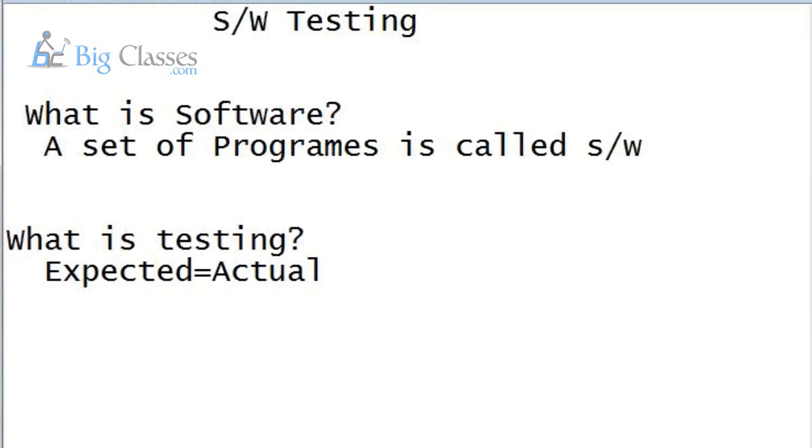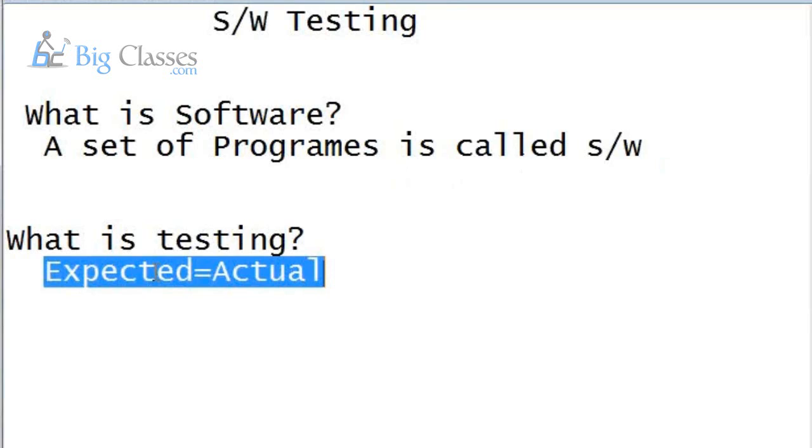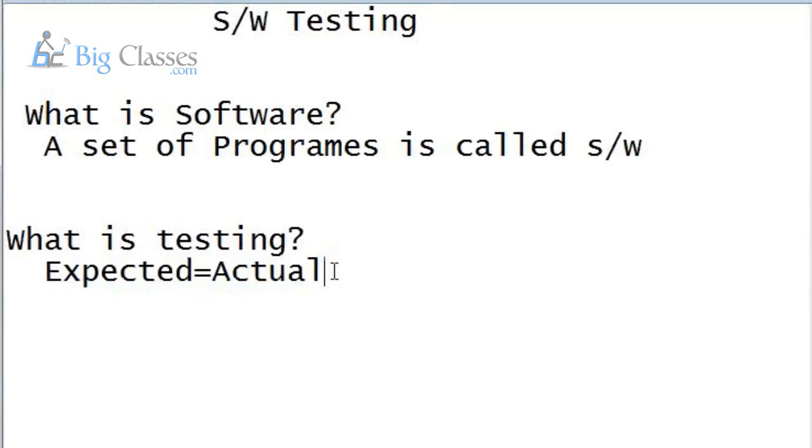Which one is expected, which one is actual? Whatever the customer expectation, whatever the customer requirement, everything comes into expected value. Based on the requirement, the final output is called actual value. Customer requirement is called expected value. I hope you understood what is expected and what is actual. Fine. So once again, what is software? A collection of programs. What is testing? Comparison between expected value and actual value.